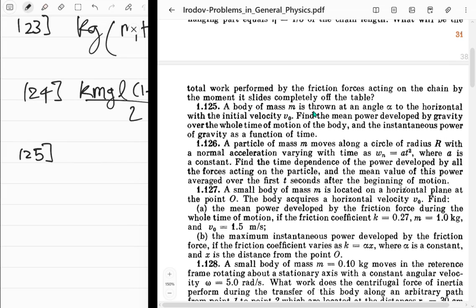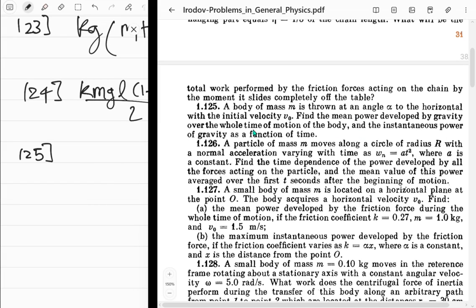A body of mass m is thrown at an angle alpha to the horizontal with the initial velocity v naught. Find the mean power developed by gravity over the whole time of motion of the body and the instantaneous power of gravity as a function of time. Okay, find the mean power developed by gravity over the whole time of the motion. Find the complete work done. The complete work done is zero. Yeah.